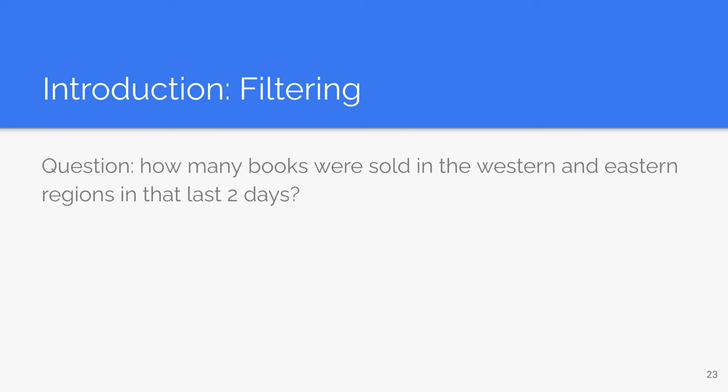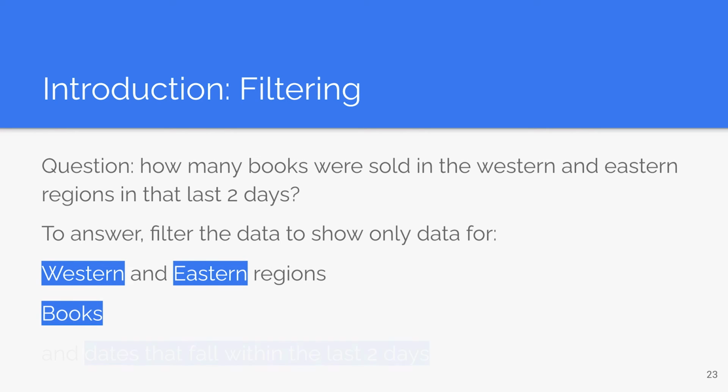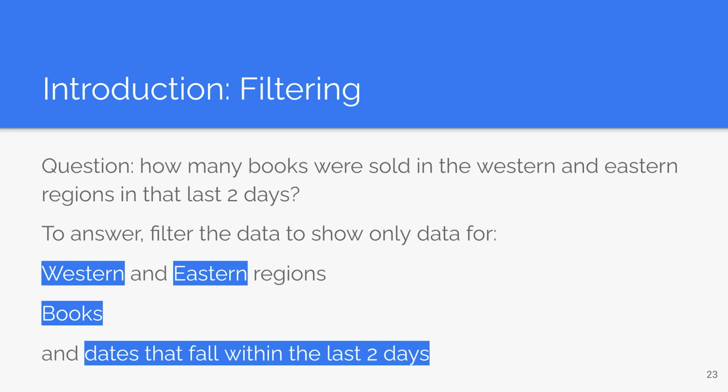For example, to answer the question, how many books were sold in the Western and Eastern regions in the last 2 days, you can apply filters that show data for only Western and Eastern books and dates that fall within the last 2 days in the regions, items and date columns respectively. This gives a tabular summary of data for an otherwise large data set.